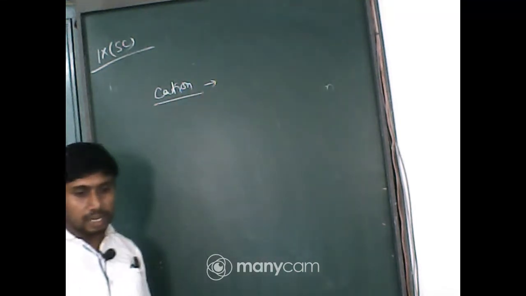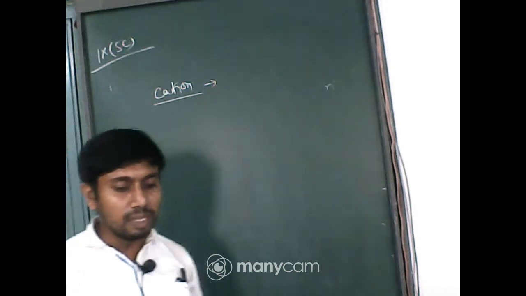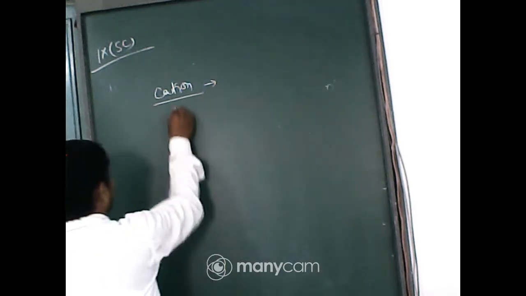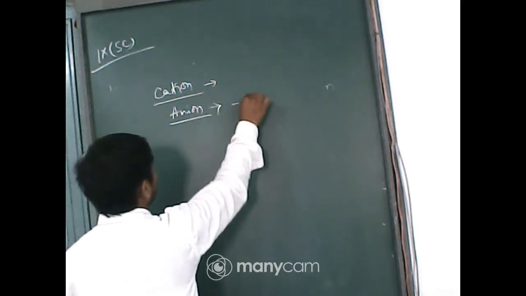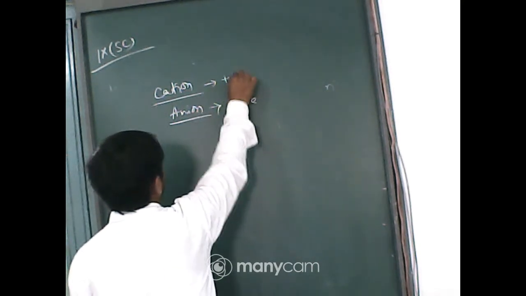Riddhita, Annesha, both of you are wrong. Shubham has given the correct answer. It is the positively charged ion. Negatively charged ion is called anion. Cation is positively charged.